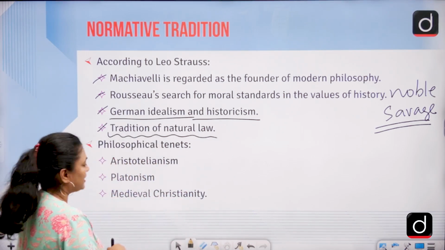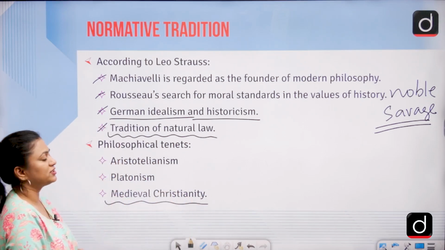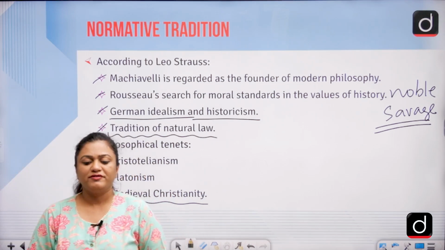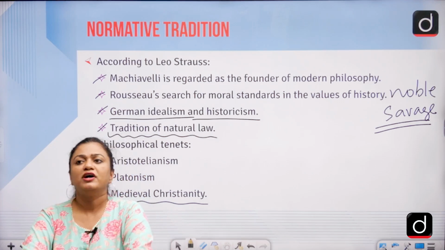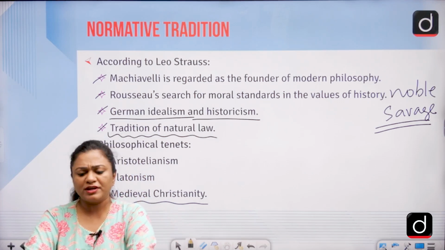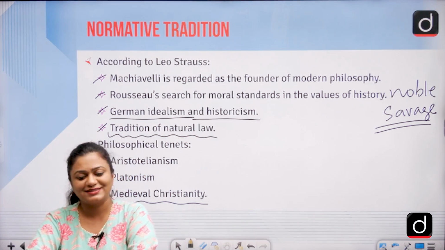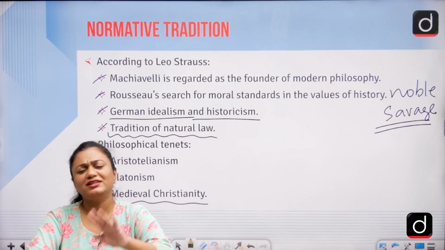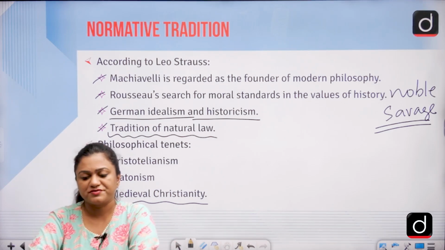Then after, you have medieval Christianity, which is also one of the philosophical tenets of the normative tradition. During the medieval period there was a church and state debate. We have many thinkers like Saint Augustine, Saint Thomas Aquinas and Marsilius of Padua, who all contributed towards this normative tradition.